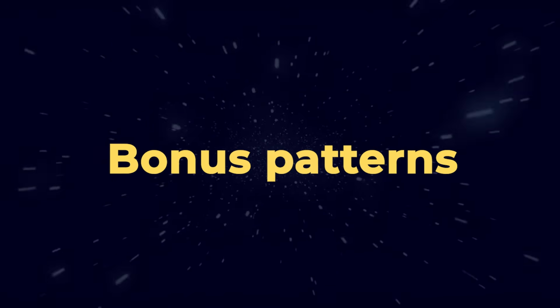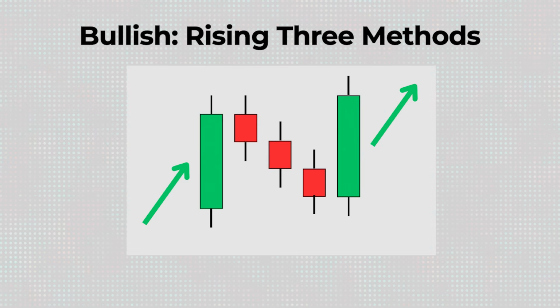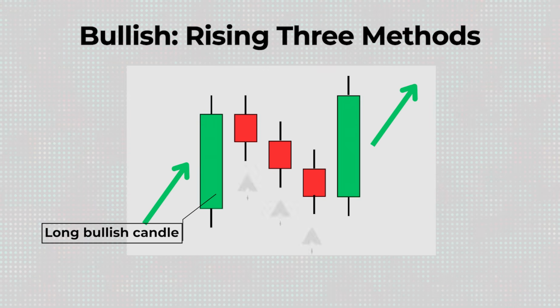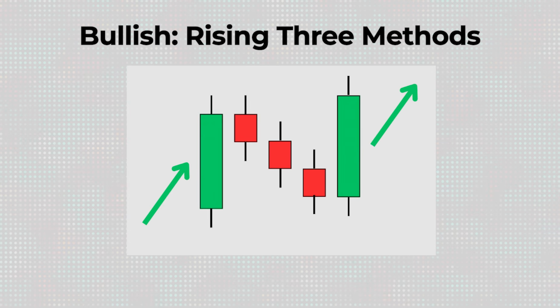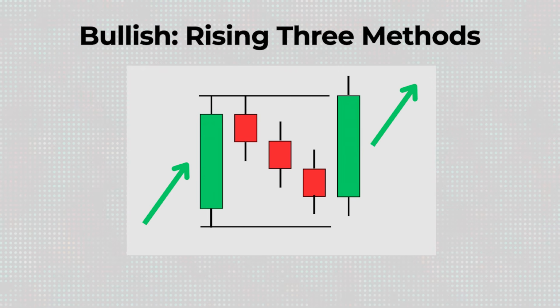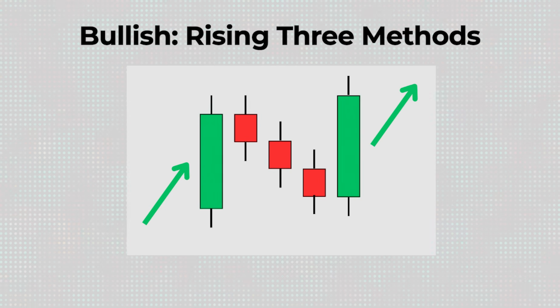Finally, as a bonus, let's talk about 2 important continuation patterns. The bullish rising 3 methods is a continuation pattern that occurs during an uptrend. It starts with a long bullish candle, followed by 3 small bearish candles, and ends with another long bullish candle. The 3 small bearish candles stay within the range of the first bullish candle, indicating consolidation before the uptrend continues.